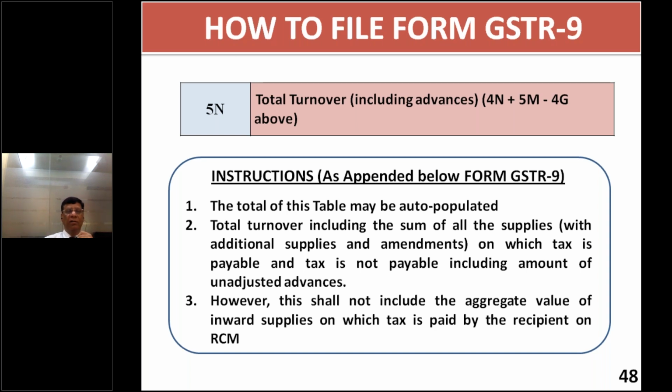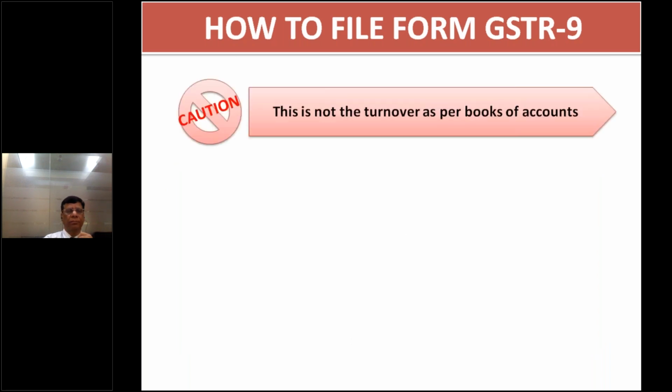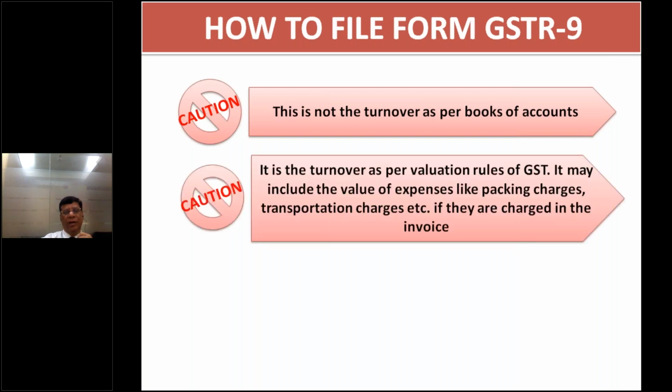Significant because this is the total which is going to be taken up while making audit under Section 35(5) and in Form 9C reconciliation. This is the total turnover, and finally this turnover will be adjusted with the adjustments made in the subsequent period. This is not the turnover as per books, it is the turnover as per valuation rules of GST. It may include the value of expenses like packing expenses, transportation charges, etc. if they are charged in the invoice.